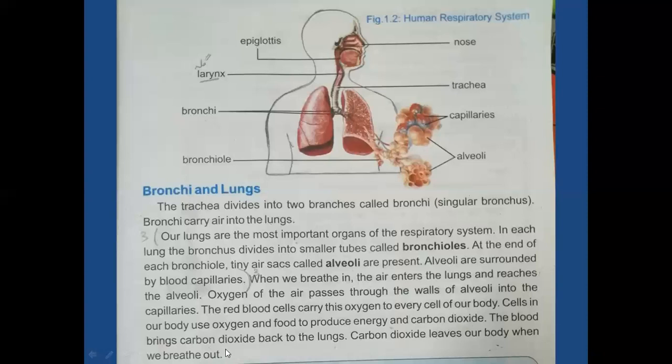This is actually the total procedure of the respiratory system, or in other words, we can say the exchange of gases which takes place in the respiratory system.